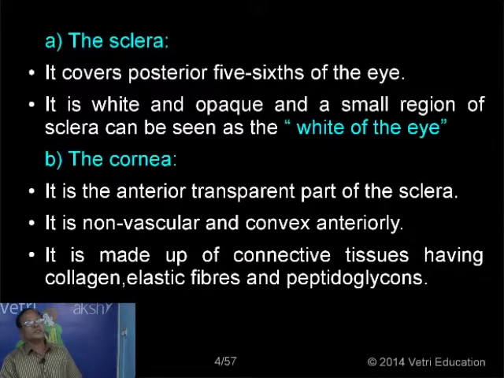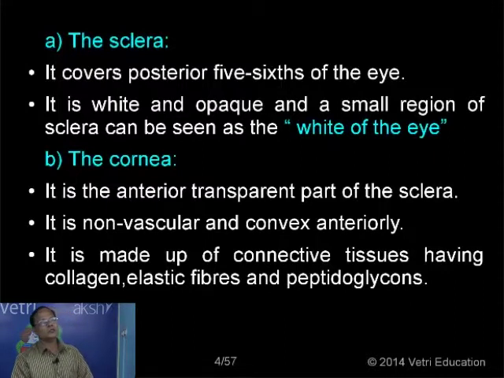Now at the front side, the anterior part, this fibrous coat forms a transparent cornea. The transparent part of the sclera or the fibrous coat is called the cornea. Just like the sclera coat, it is also non-vascular, not supplied with blood vessels, but it becomes convex anteriorly. And again it is made up of connective tissues.